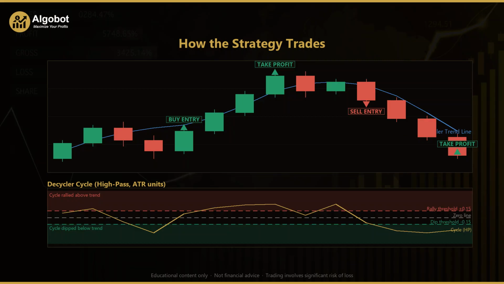Both trades followed the same idea in opposite directions. Define the trend with the Decycler slope, wait for the cycle to complete a real pullback, and enter only as the cycle crosses back through 0 in the trend's direction. Of course, not every setup reaches its target in practice, and the stop loss exists precisely because losing trades happen.